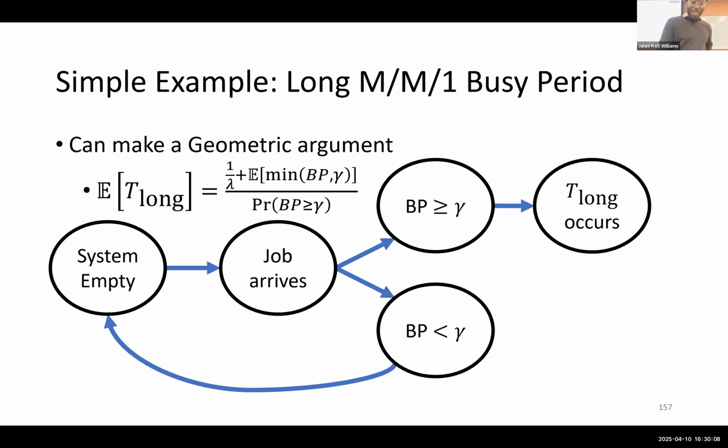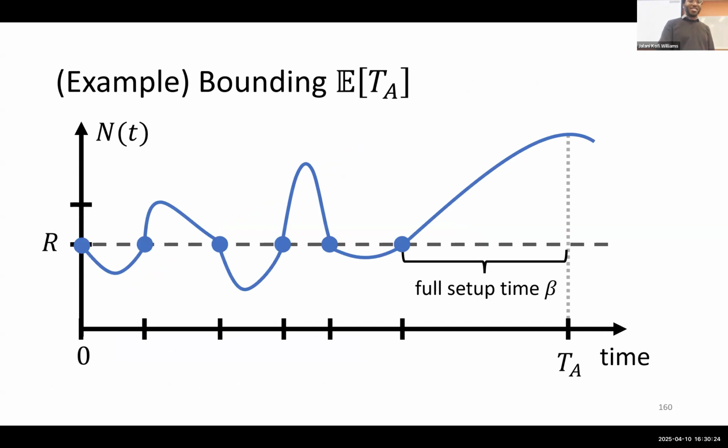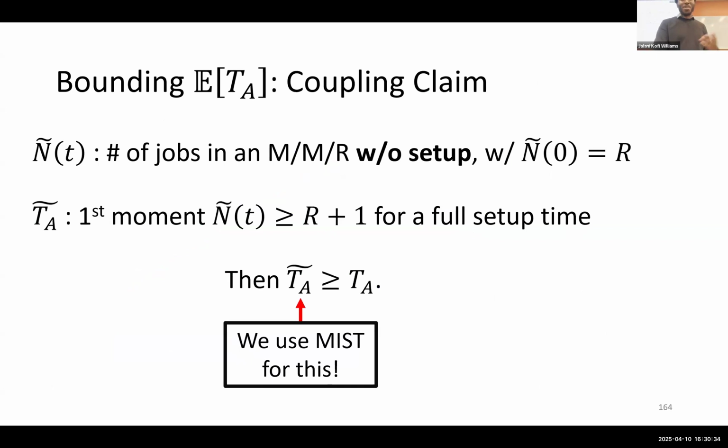Now, I don't have time to exactly explain how you end up using that, but one example is that you use it to bound the length of this accumulation phase. And there's a pretty nice relationship between these two things. But I'm going to skip through it because I don't think we have the time. It's interesting stuff, and you can talk to me offline if you're interested, or you can send me an email, whatever.